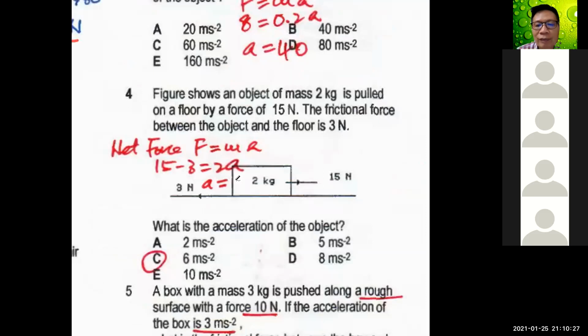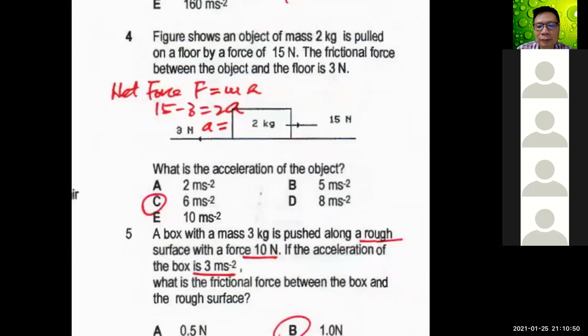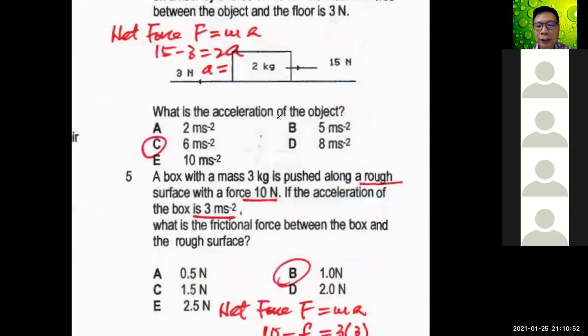Net force is 15 minus 3. 15, friction 3, so you minus. And a is 6, so you get 6. Okay. So this formula is very useful, you know. A lot of questions can be solved using this formula, okay? Okay, number 5. The answer is B.